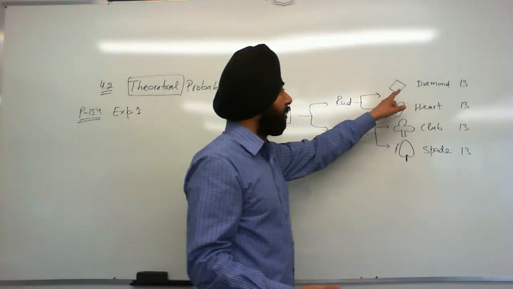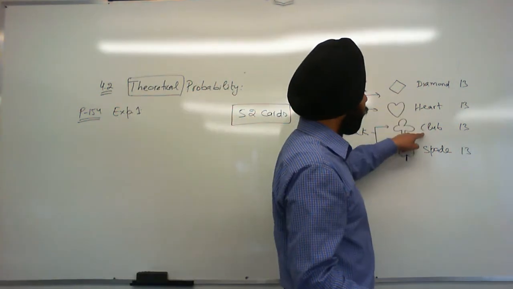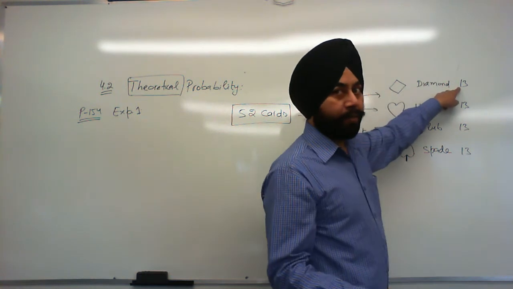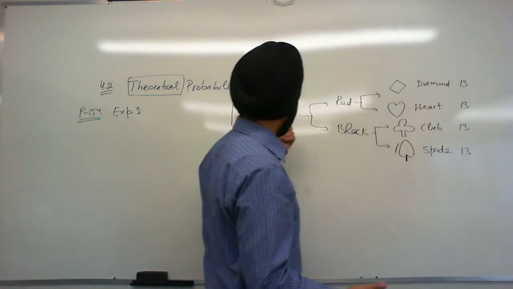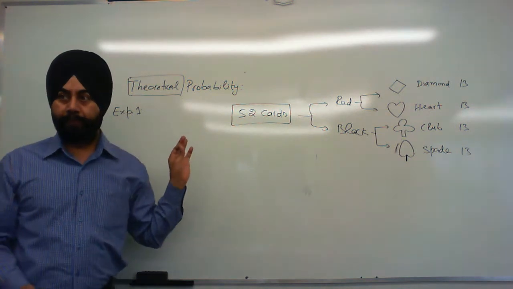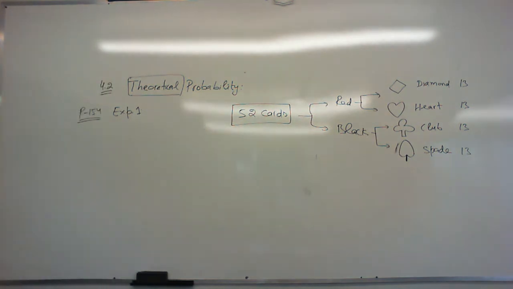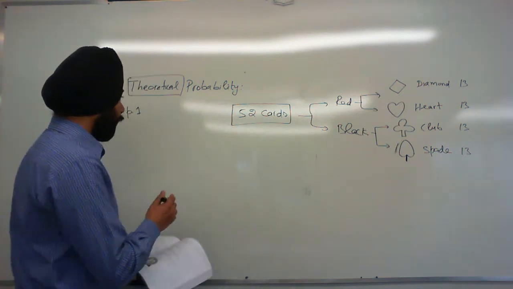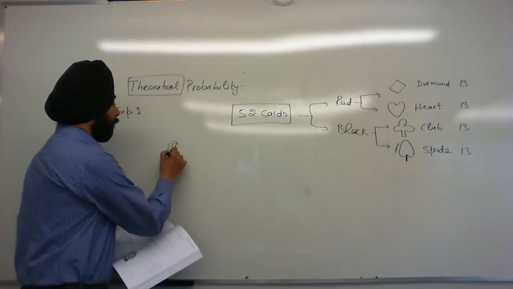You can get a diamond, you can get a heart, a club or spade, and within diamond you got 13 different types of cards. So it can be any of these 52 cards that you are picking up at random, right? You have to find that the card that you draw, what's the probability that it will be a heart?